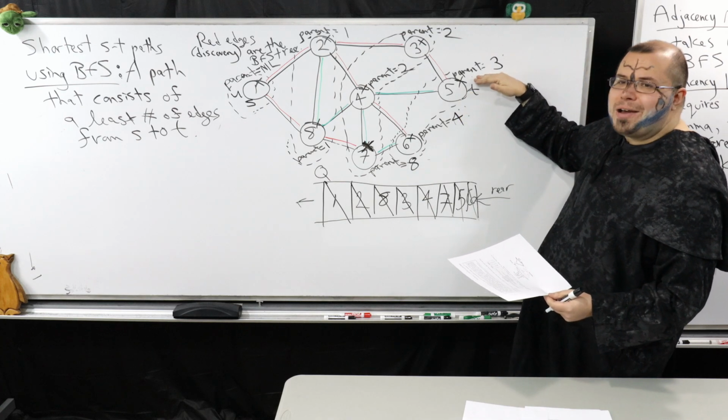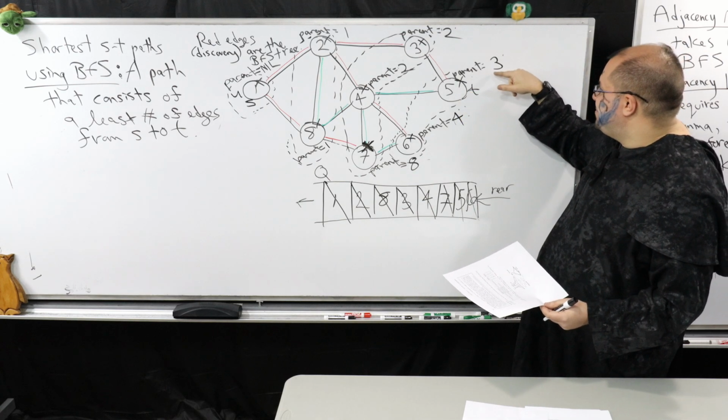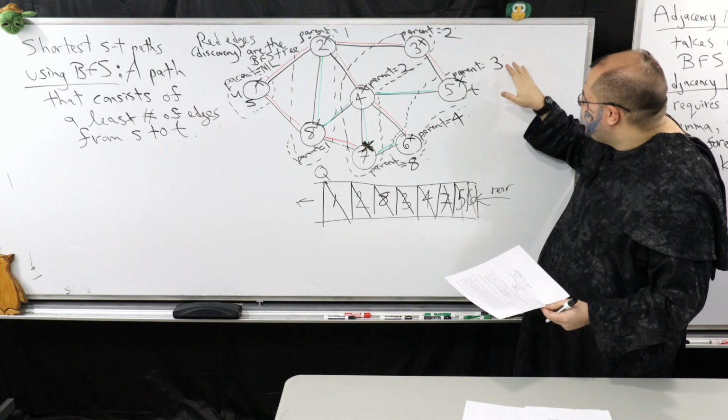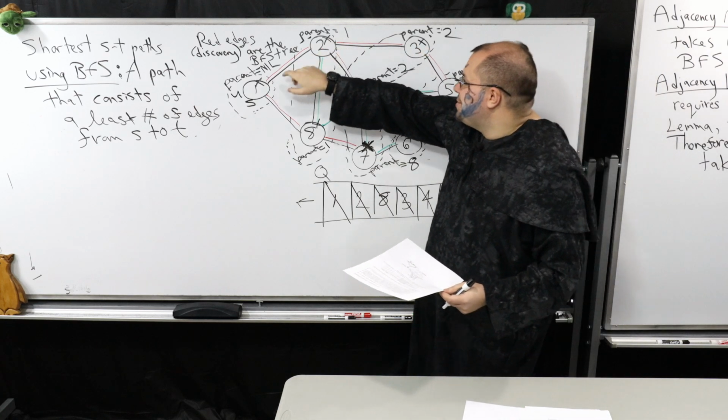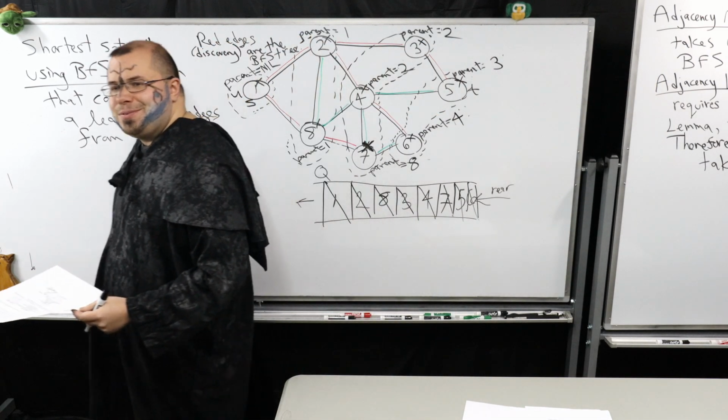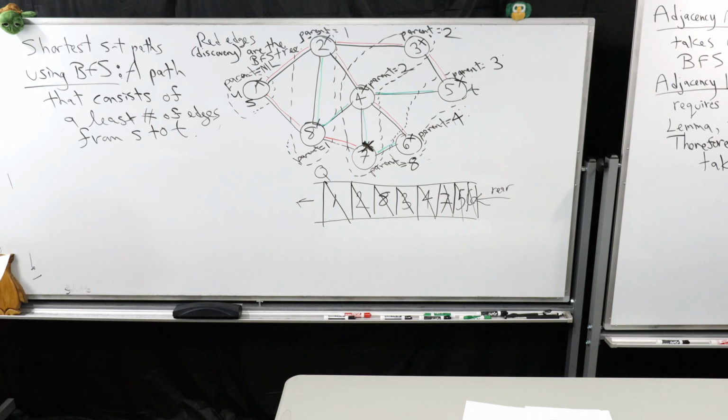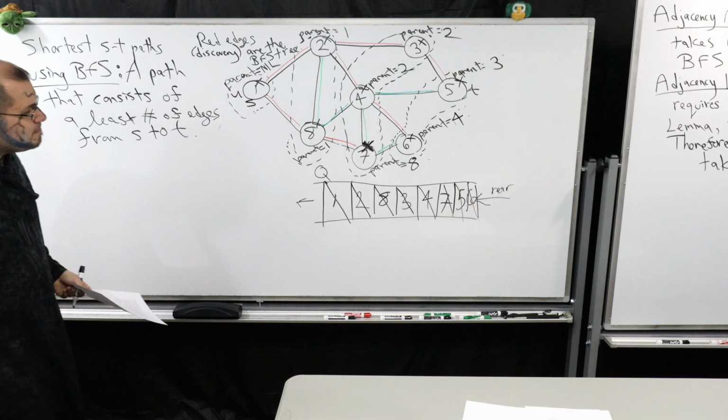And then I can just have a little loop where all I have to do is say, okay, what's the parent of 5? Well, the parent of 5 is 3. I can work my way backwards through the graph by following the parents. And when I hit S, I have the entire path I would like to have. So that's one way you can get a hold of this.